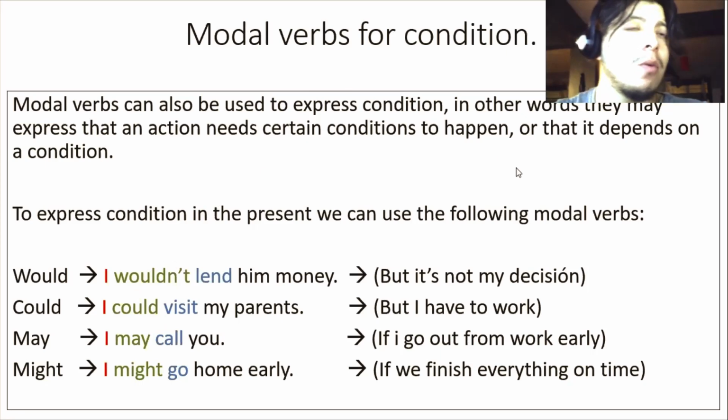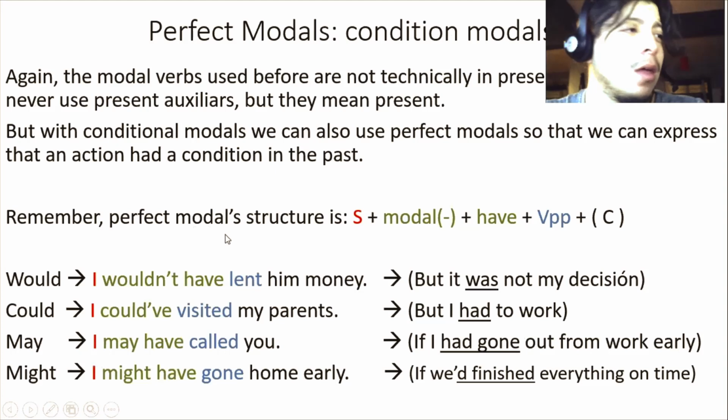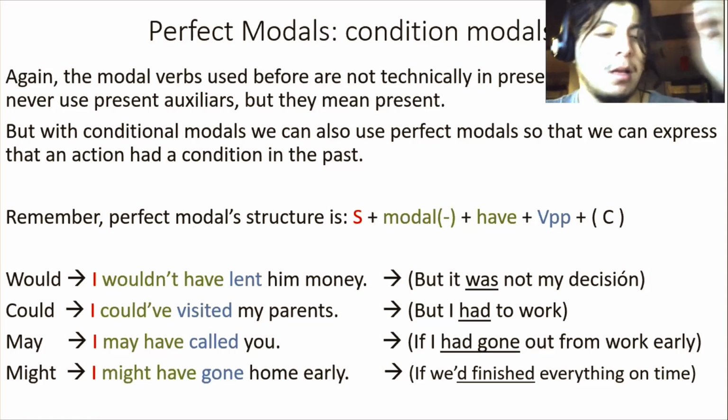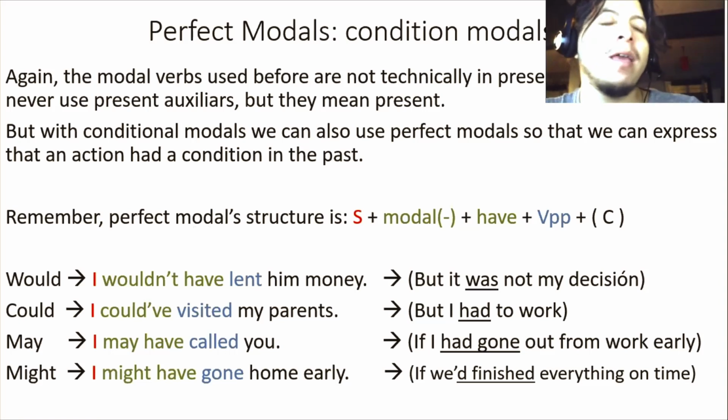Now, there is a problem with modal verbs for condition. The problem is that maybe we are speaking about a condition that is not in the present. Maybe we are speaking about a condition that happened in the past. Maybe, for example, yesterday you needed help because you were moving to a new house. You were moving to your new apartment, and yesterday you needed help. And yesterday I didn't help you because I was working. And when I see you the next time, I can tell you, I would have helped you.